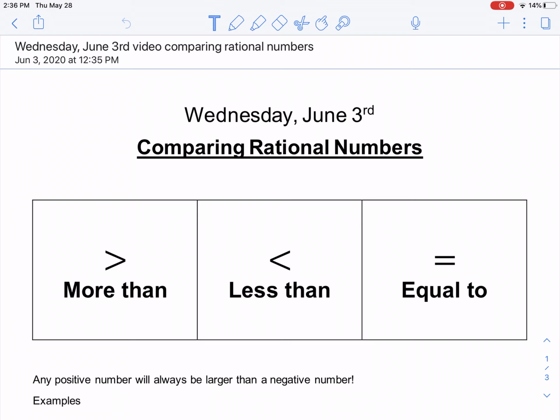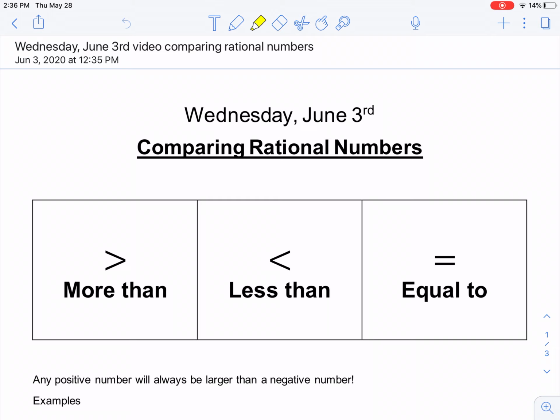This is Mrs. Fates. We are going to be talking about comparing rational numbers, but before we do that, let's do some review very quickly about our symbols. Our symbols are definitely going to come up in this IXL strand, and we're going to want to make sure we understand which symbol to use when we pick the correct symbol when we're comparing numbers.